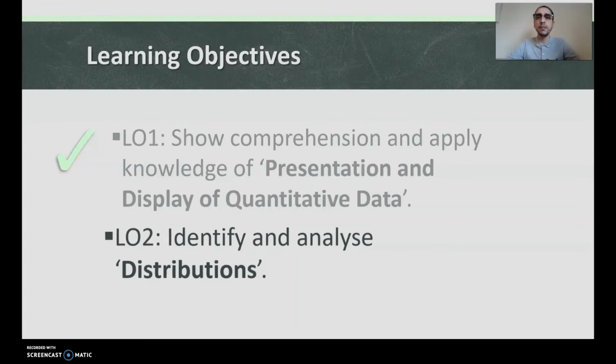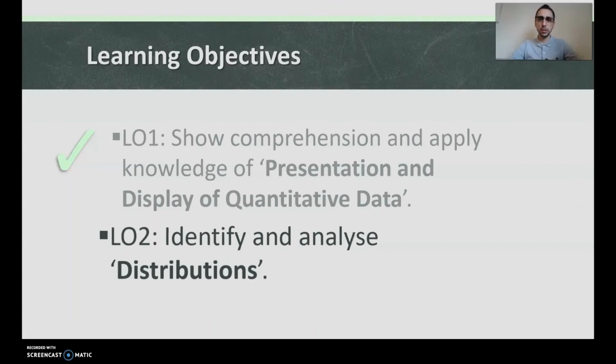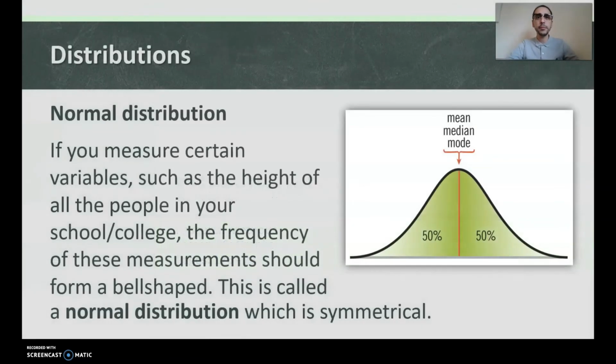Now we're going to look at identifying and analyzing distributions. We've got normal distribution. So those that do maths, this should be familiar to you. If you measure certain variables, such as the height of all the people in your school, the frequency of these measurements should form a bell shape. This is called a normal distribution, which is symmetrical. So we can see that the mean, median, and mode of a normal distribution is all in the same place.